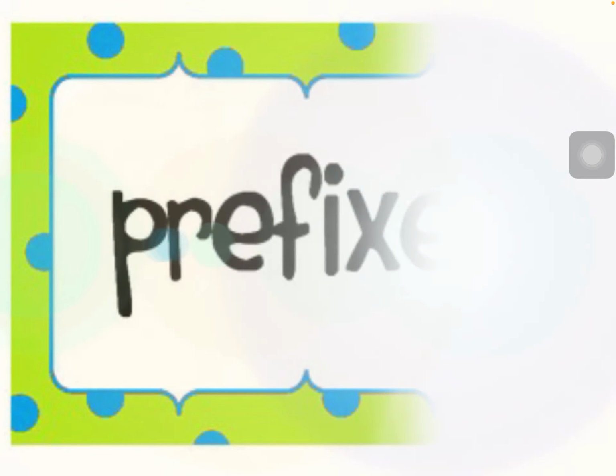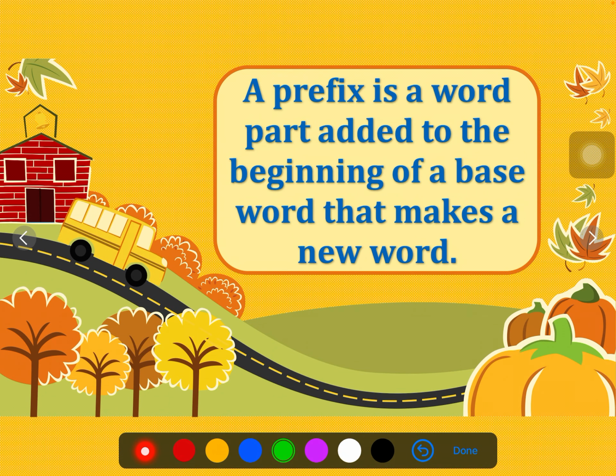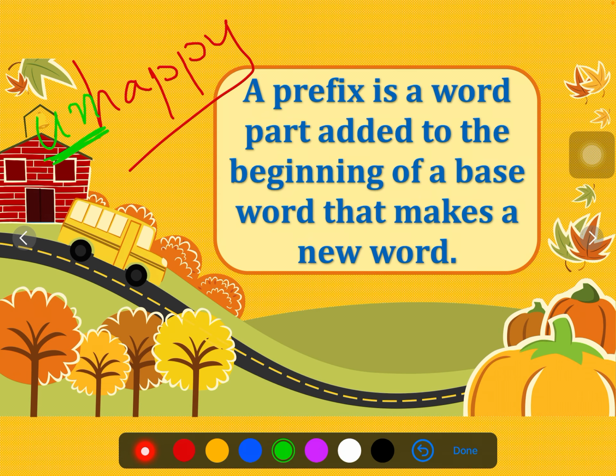So, what is a prefix? It means a word part added to the beginning of a base word that makes a new word. For example, if we have the word happy, what does it mean? And if I add, for example, the prefix un to the beginning of the word, it will give us another meaning. So unhappy means not happy, the opposite of happy. So this is a prefix, a letter pattern. We add it to the beginning of the words to give us new meaning.